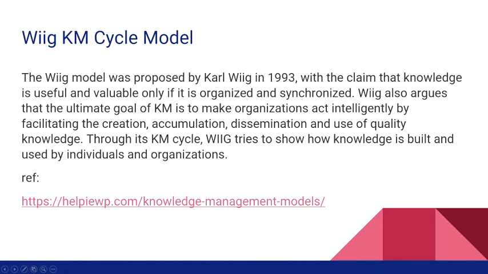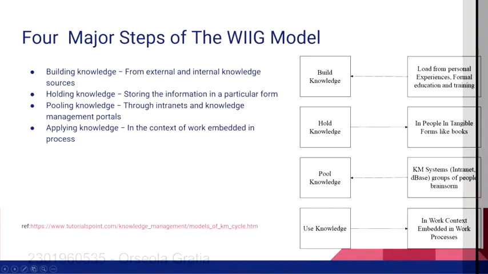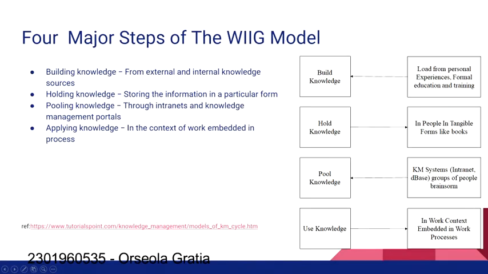Throughout its KM cycle, Wiig tries to show how knowledge is built and used by individuals and organizations. The four major steps of the Wiig model: the first one is building knowledge, from external and internal knowledge sources, for example from personal experiences and formal education and training. The second one is holding knowledge, which is storing the information in a particular form, for example in people or in tangible forms like books.